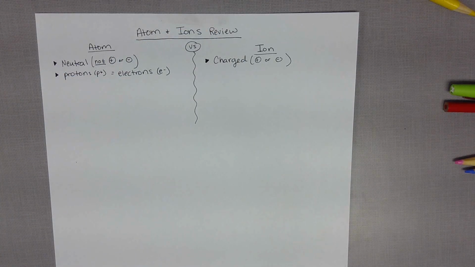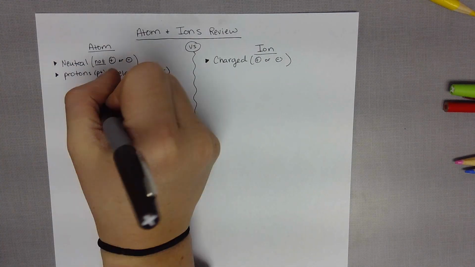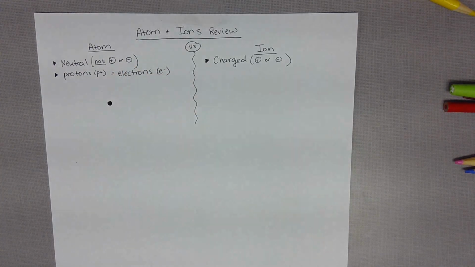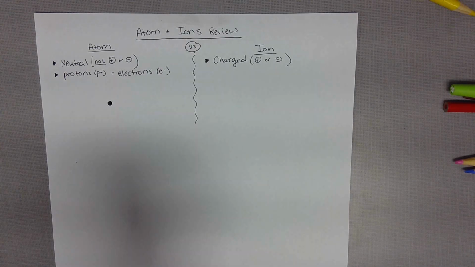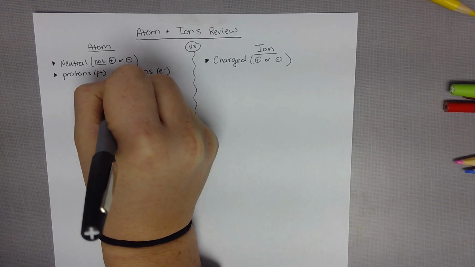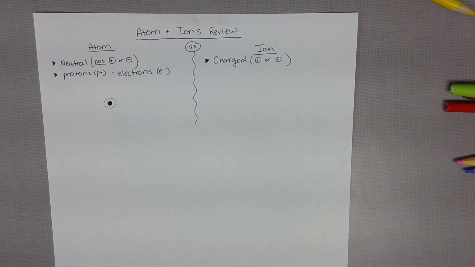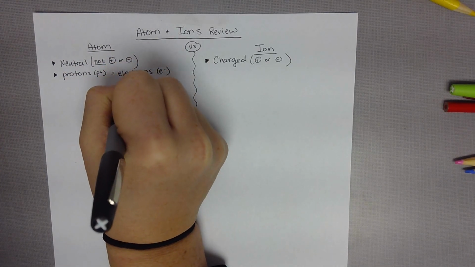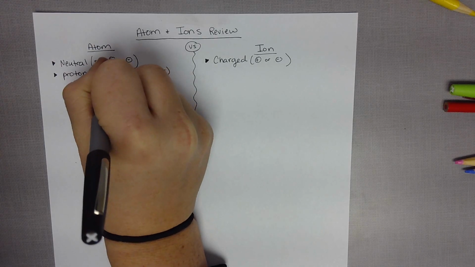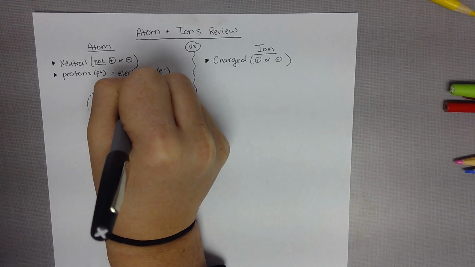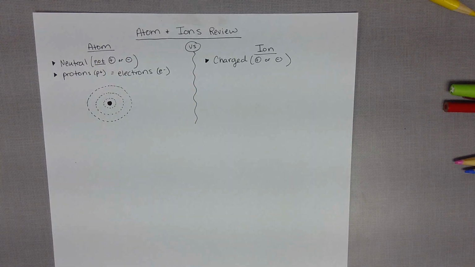And just a reminder of some of our important terms around the atom and these subatomic particles. Protons exist in the nucleus, which is the small, dense center of an atom. Around that nucleus, there are rings. The rings I'm going to be drawing as dotted lines. And those rings hold electrons.